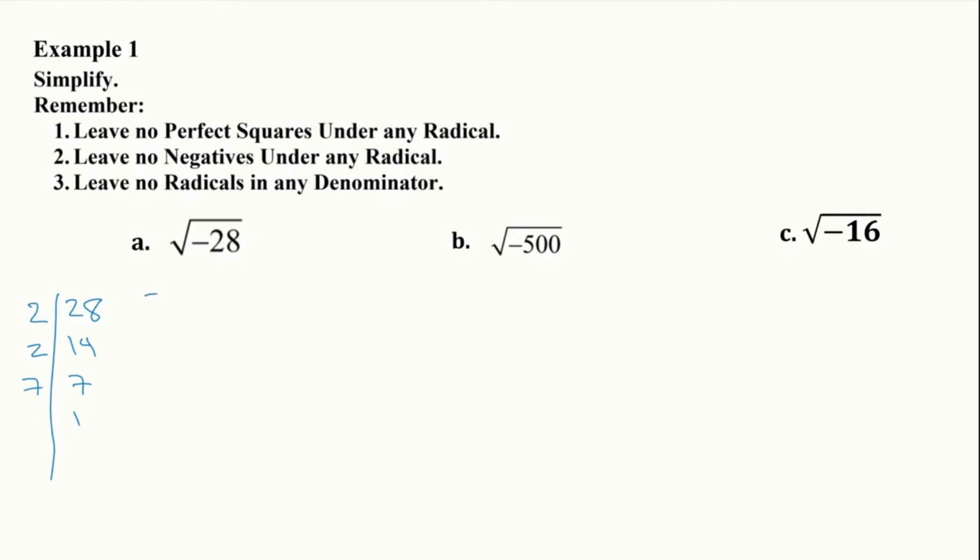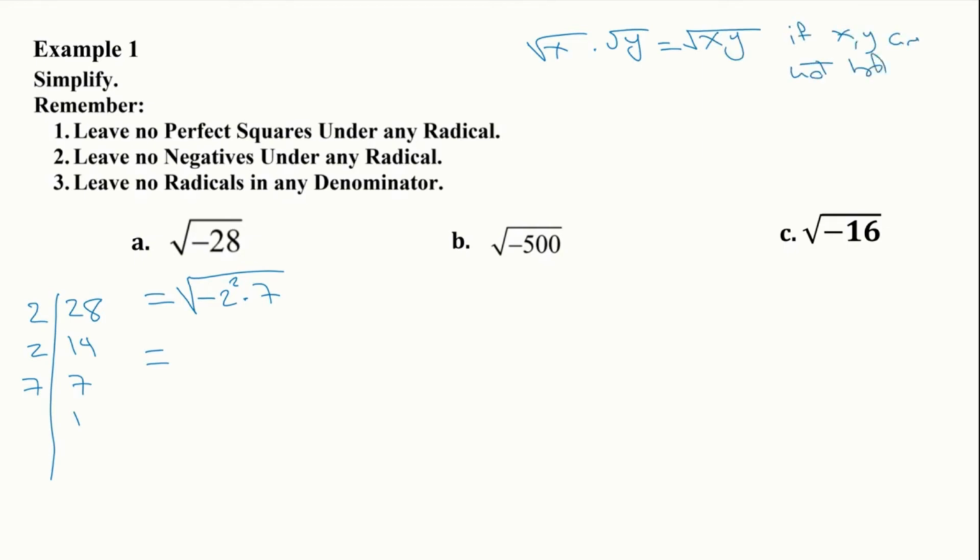So I can rewrite the square root of -28 in this way. That's the square root of -2 squared times 7, right? Now I'm going to use the fact that the square root of x times the square root of y equals the square root of xy if x and y are not both negative, and break this up in this way. I'm going to break it up into 3 parts.